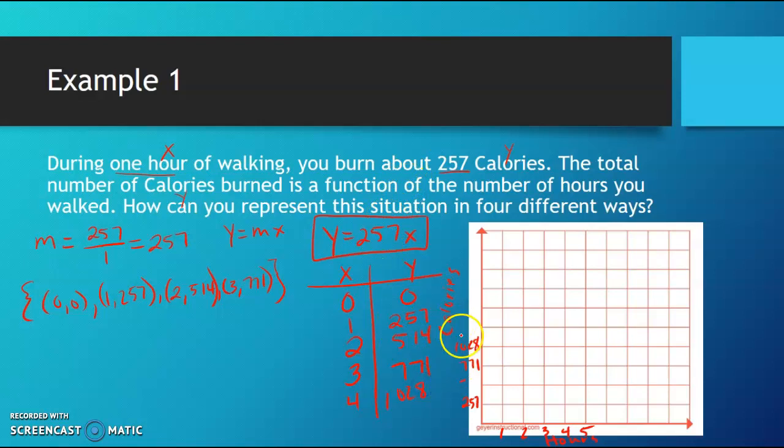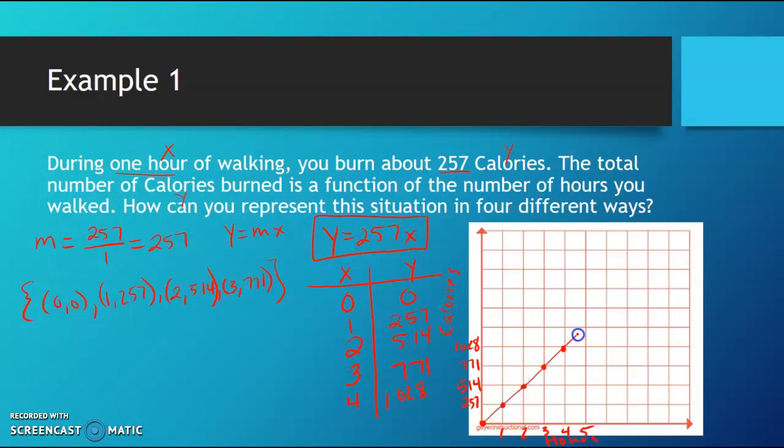That's the kind of day that I'm having. So here's 514, and now I'm going to graph it. So 0, 0, 1, 257, 2, 514, 3, 771, and 4, 1,028. And this one would have a line.